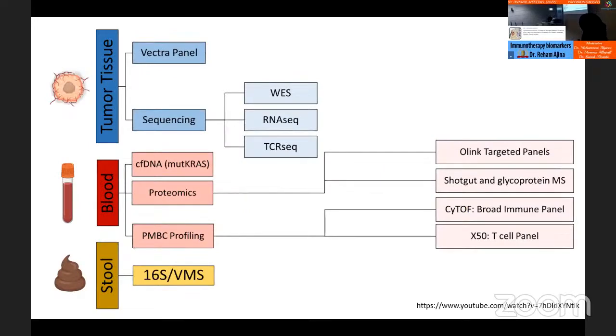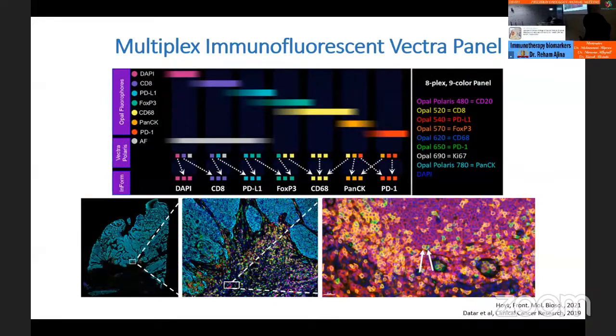From the 105 patients, they took tumor samples, blood samples, and stool samples. Just from the tumor tissue, they did the Vectra panel, which is basically multiplex immunofluorescence. This is one of the very promising and emerging tools that is expected to be approved for use as an immunotherapy biomarker. In this assay, you would select 9 biomarkers that you can stain with immunofluorescence simultaneously. Your tissue will look like this.